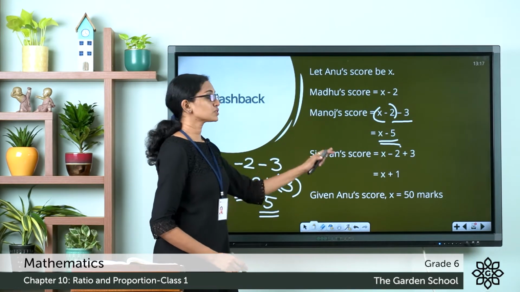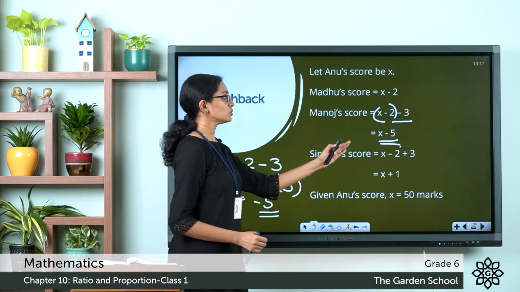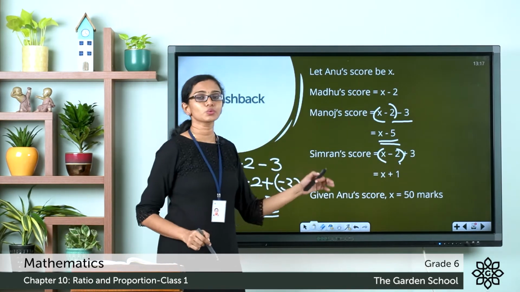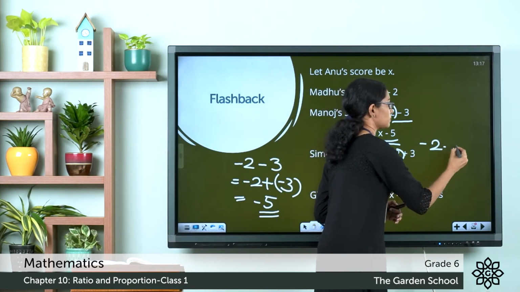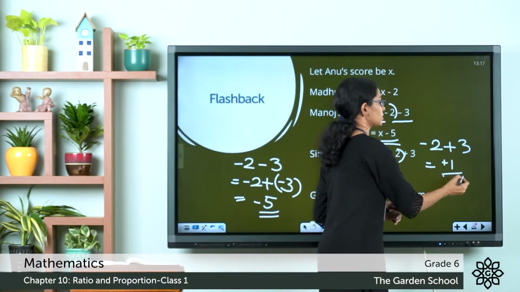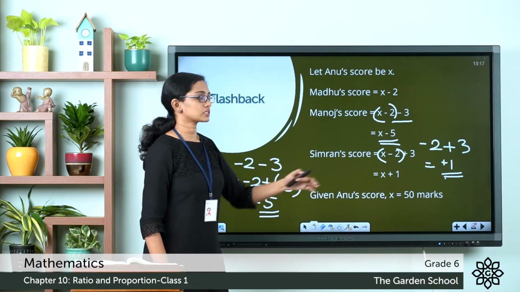Now Simran scored 3 marks more than Madhu. So that is equal to X minus 2 plus 3, where X minus 2 is Madhu's score. So here we have minus 2 plus 3, which is equal to plus 1. So we can write Simran's score is equal to X plus 1.